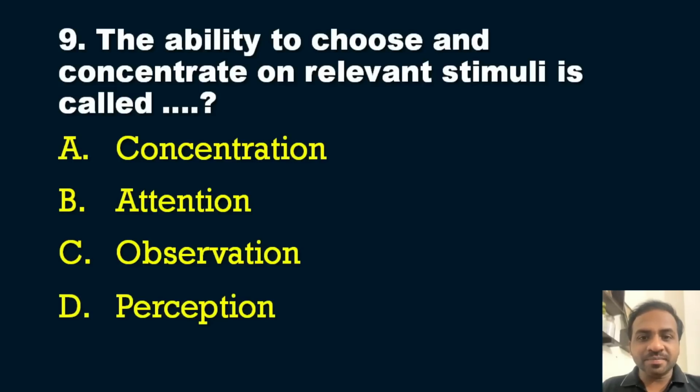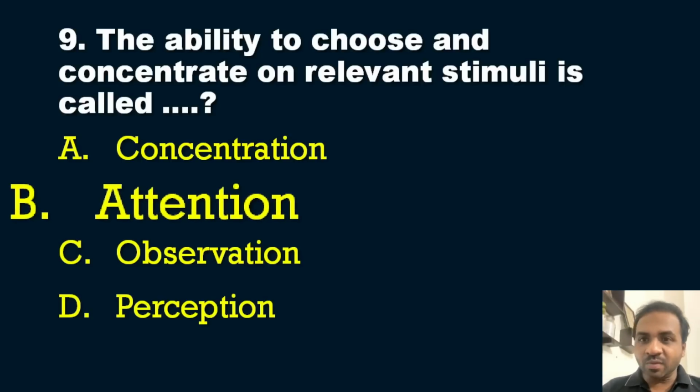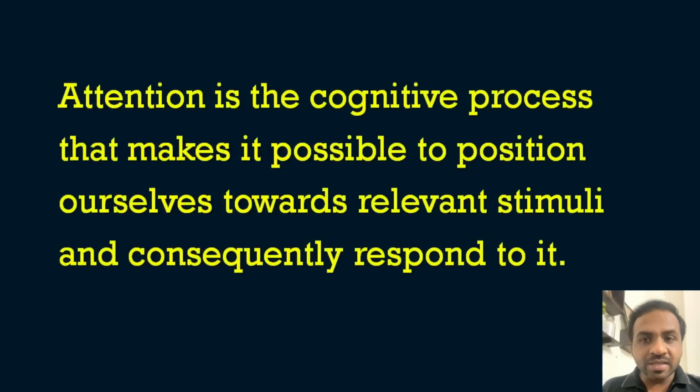Slightly confusing. So what is the answer for this question? The answer is option B, that is attention. We will see what is concentration, attention, observation, and perception. First of all, attention. Attention is the cognitive process that makes it possible to position ourselves toward a relevant stimulus and consequently respond to it. So we position ourselves towards that particular relevant stimulus and we respond to it. That is known as attention.